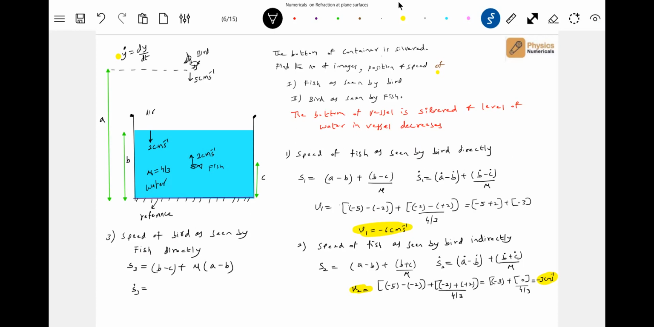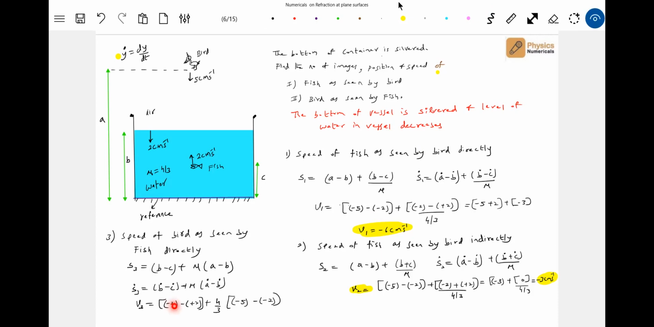Differentiating this, minus 2, plus 2, mu is how much? 4 by 3, minus 5, B is how much? Minus 2.